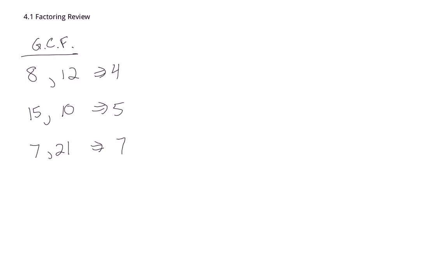So let's do some now with variables. If I gave you x squared and x to the fifth, the greatest common factor is going to be whatever the smallest exponent is. The reason for that is x squared is the same as x times x. X to the fifth is x times itself 5 times. So you can see this one has 2 x's, and this one has 2 plus 3 extras. So x squared would be our greatest common factor. So with letters, you always pick the smallest of the exponents.